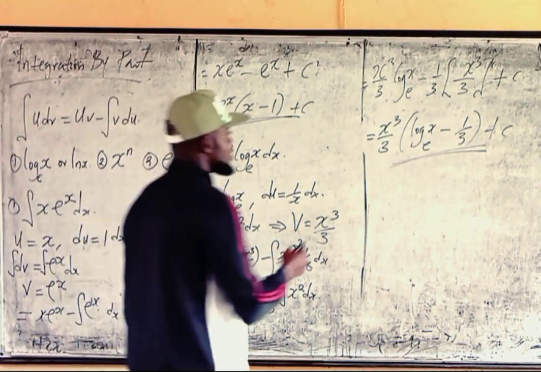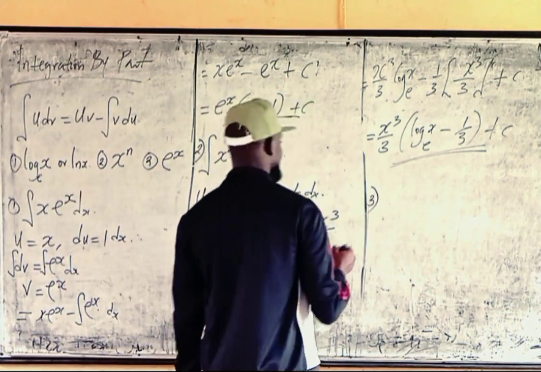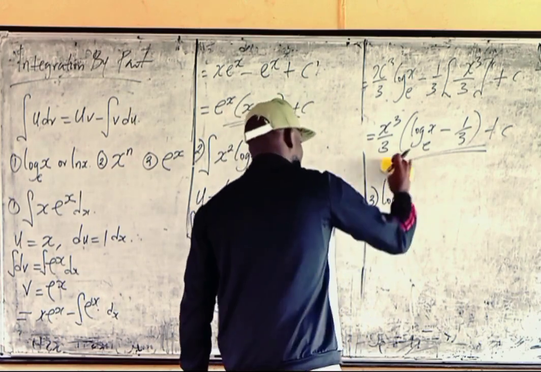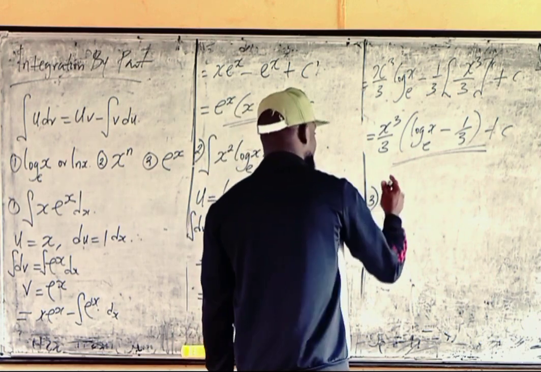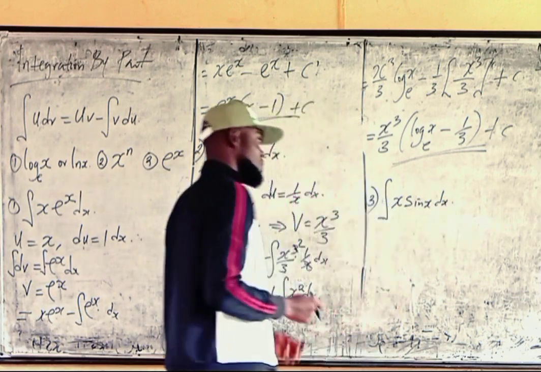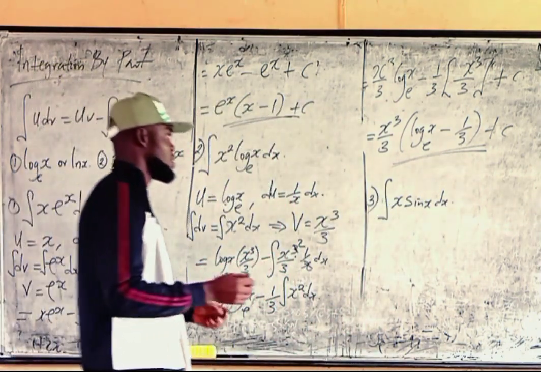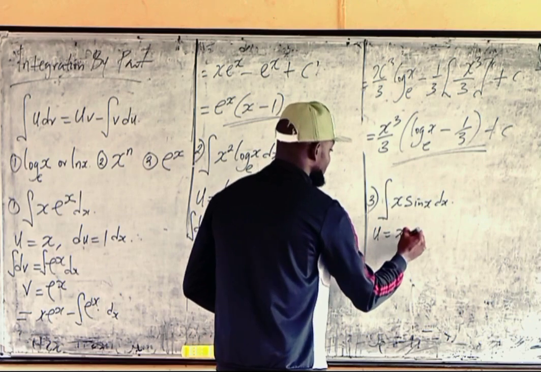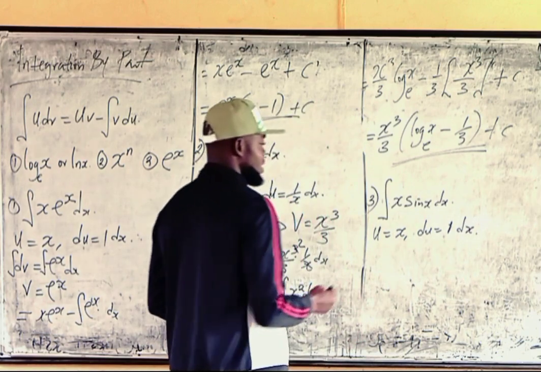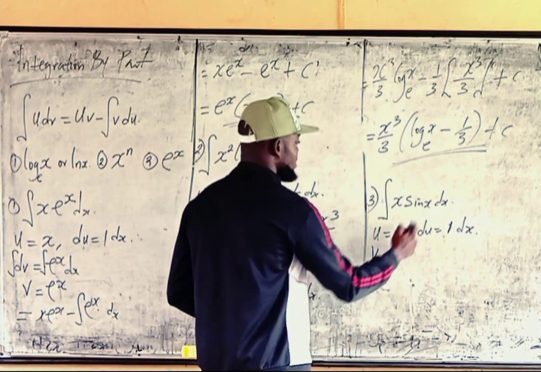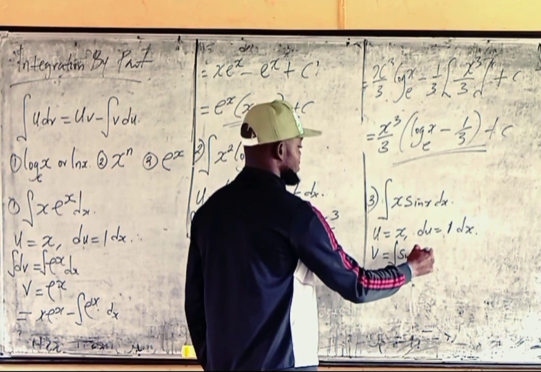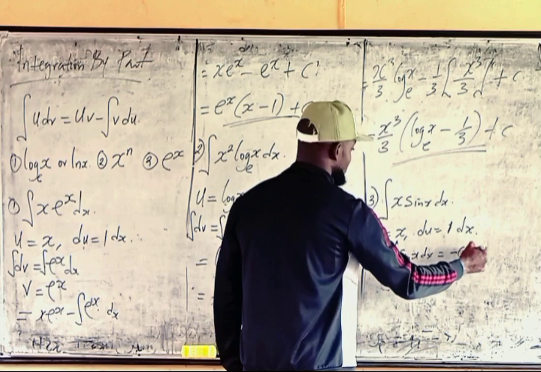So let's look at example 3. Let's integrate a trig function now. Let's say we have the integral of x sine x dx. Let's see what we are going to have. For this case, our u will be x, and du will be 1, because if you differentiate x, you have 1 with respect to x. Then our v will be the integral of sine x dx, which is minus cos x.